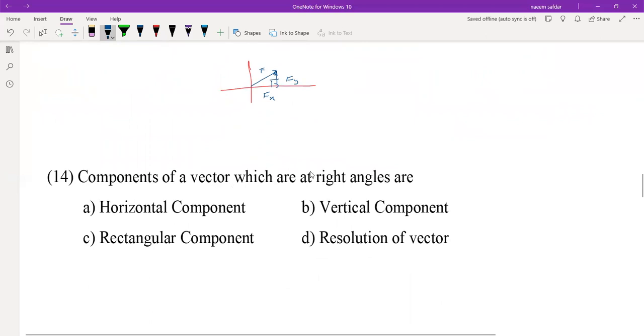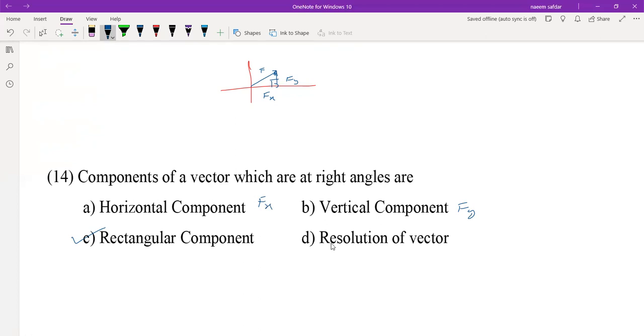Components of a vector which are at right angles are: horizontal component, vertical component, rectangular components, resolution of vector. Components of a vector which are at right angles are called rectangular components. Horizontal component is the Fx. Vertical component is Fy. We know horizontal component and vertical component are always at right angle and they are called rectangular components.